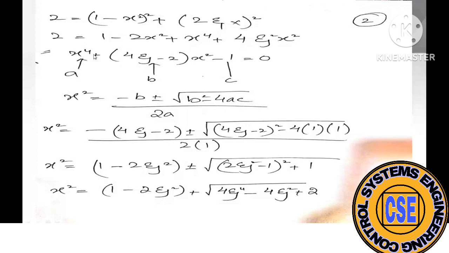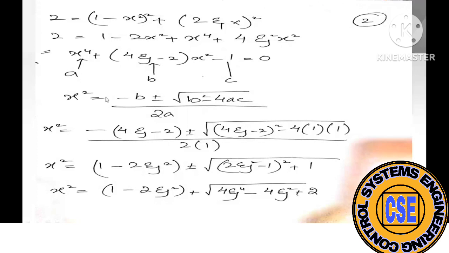So x to the 4 plus (4 zeta squared minus 2) x squared. Here there is an x squared term and also here an x squared term, so I take x squared common, with (4 zeta squared minus 2) outside. Then minus 1, because it changes its side. Now this is considered as a, this as b, and this as c. Now we apply the quadratic equation on it to simplify it further.